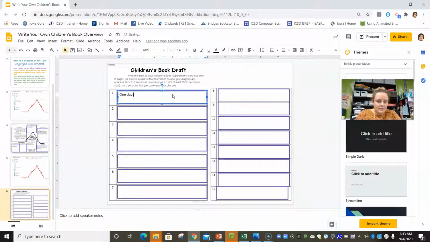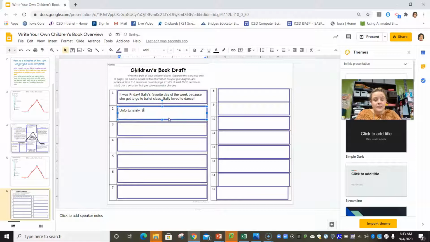One day, it was Friday, Sally's favorite day of the week, because she got to go to ballet class. And we're only going to put 2 to 3 sentences on a page. And maybe I might put this one on the first page. Sally loved to dance.